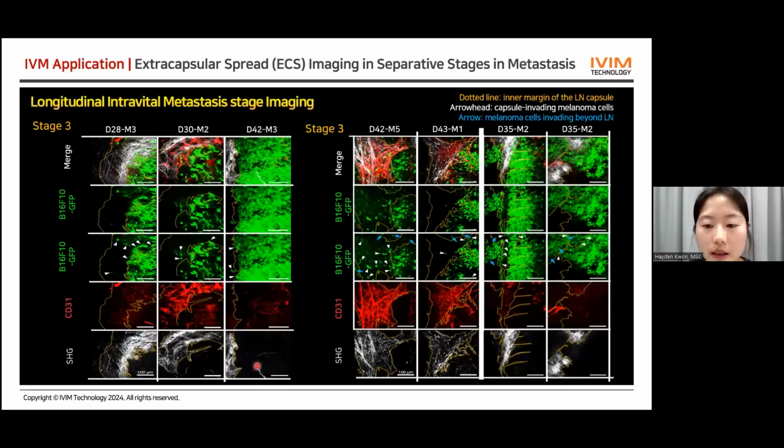So, in summary, I would like to emphasize again that with the use of in vivo microscope, it is possible to longitudinally track the growth process of tumors as well as their interactions with the surrounding tissues, leading to metastasis, all within the single animal subject.